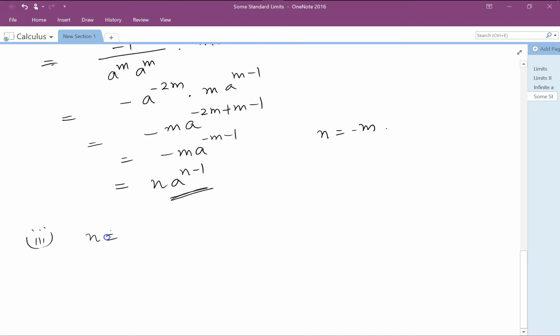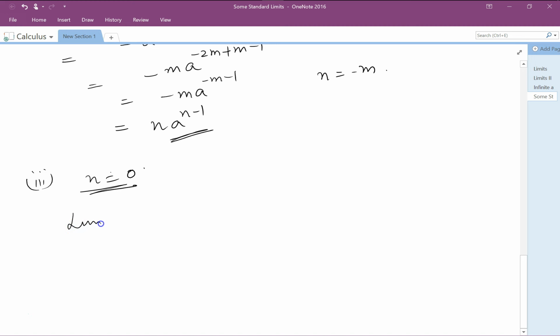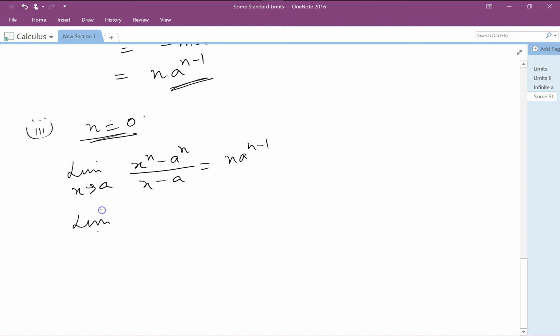Third case is n equal to 0. So limit as x approaches a of x to the power of n minus a to the power of n by x minus a equal to n a to the power of n minus 1. We have to show this. Let's take this limit as x approaches a. So here n is 0. So x to the power of 0 minus a to the power of 0 by x minus a.